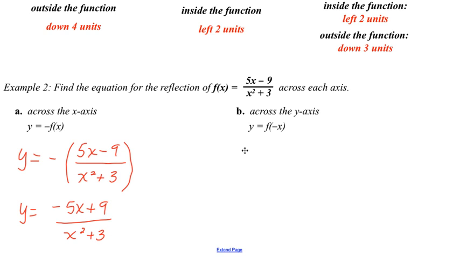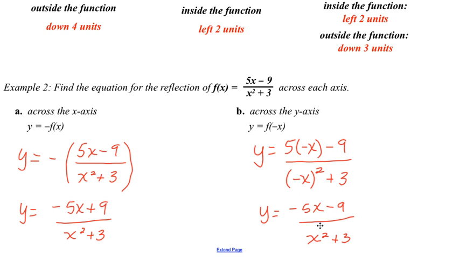Either way is fine. Letter B, across the y-axis: everywhere we see the letter x, we're going to replace that with a -x, so I've done that here. And then get rid of your parentheses. So 5 times -x is -5x, and in the denominator, when we square a -x, we still get a positive x squared. So they're very similar, we just have one sign that's different.